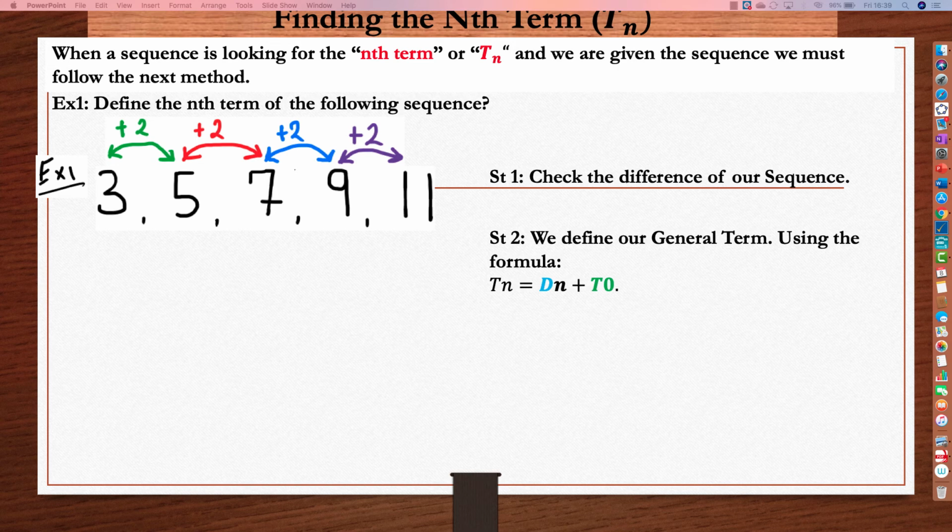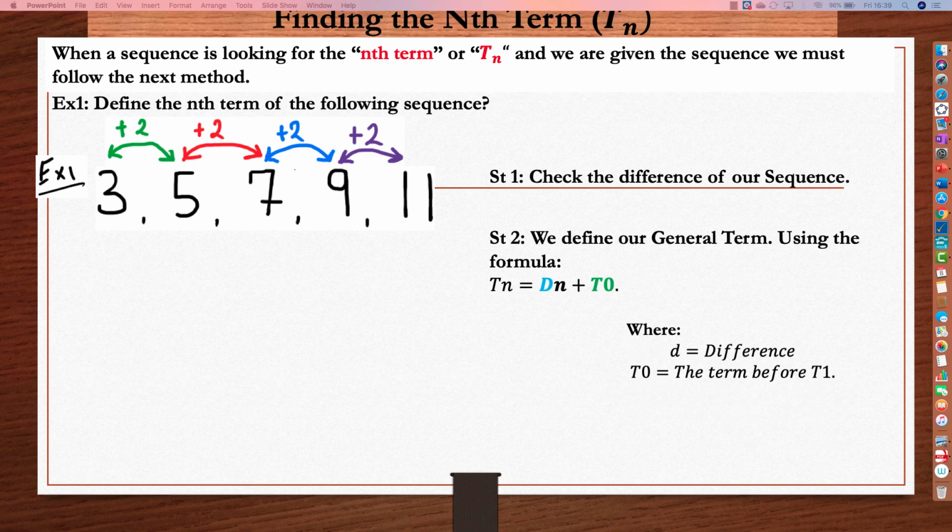What does D stand for? Do you remember? Exactly, the difference. D stands for difference. So the difference between each one. And T0, I don't remember what I call this one here. T1, T2, and T3. I want T0, the term before the first. So what do you reckon the first term would be? 1, exactly.